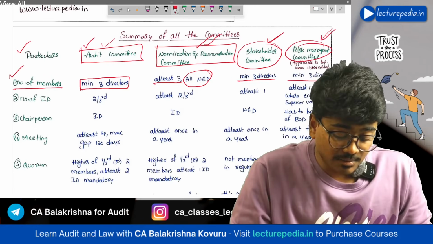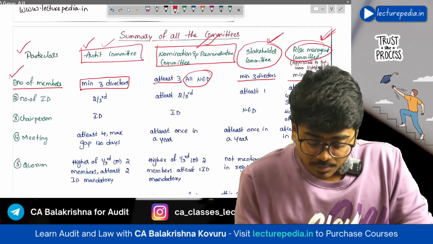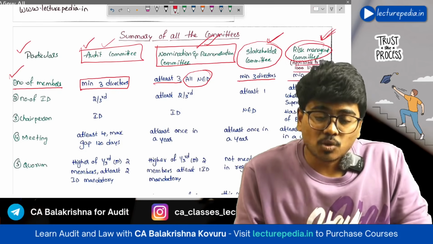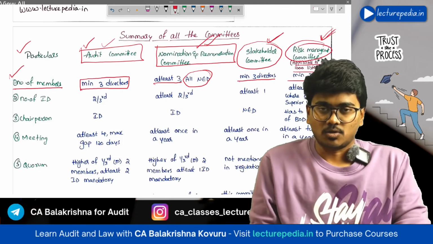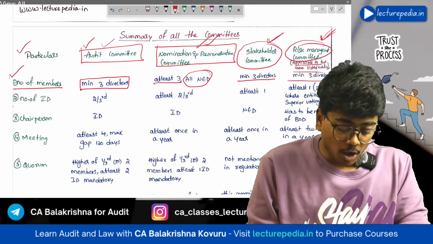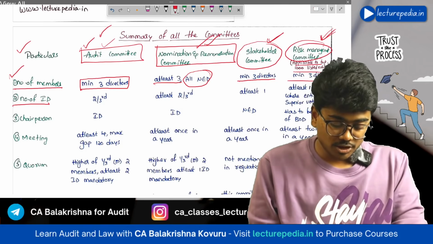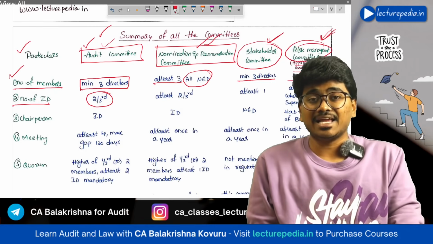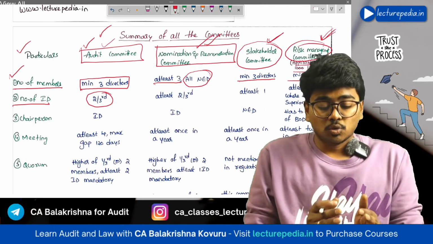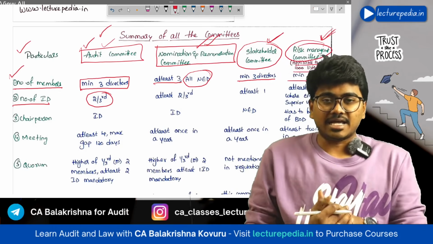And this risk management committee is not applicable for all the listed entities. It is applicable for the top 1000 listed entities based on market capitalization. Next, how many independent directors should be there in audit committee? 2/3 of the members must be independent directors. 2/3 of the total members of audit committee must be independent directors.